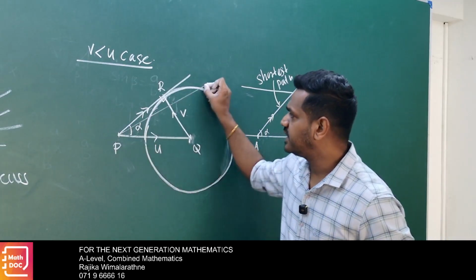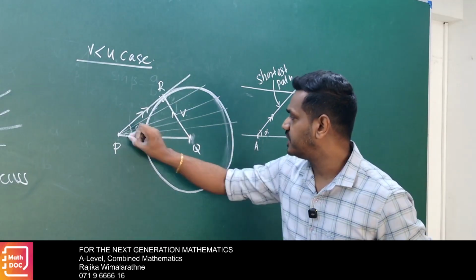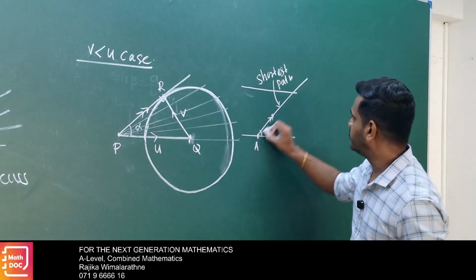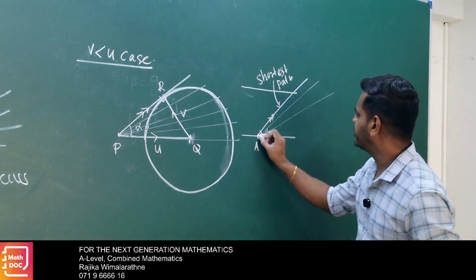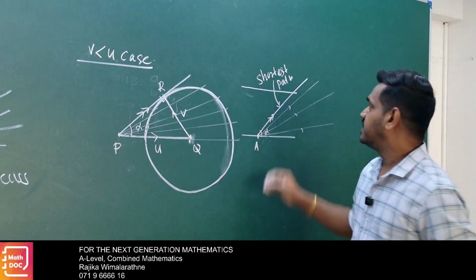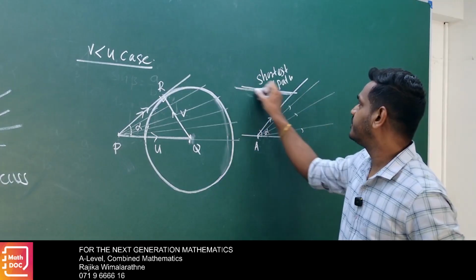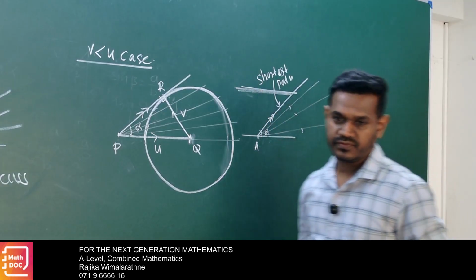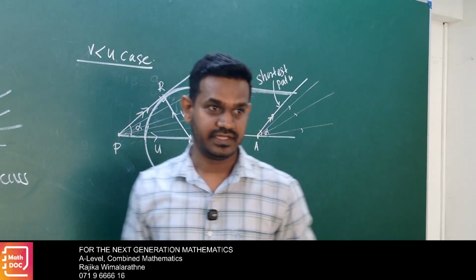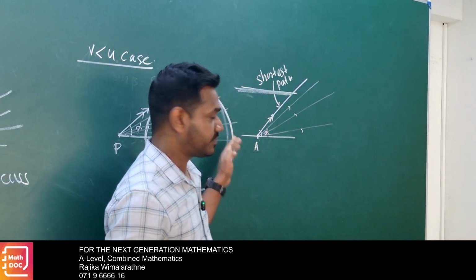Then other than that, he can move to any other point below that. But here this will be the shortest path. Then for this region he can't move, no? That's how he crosses the river. Then you have to consider this one as the shortest path.